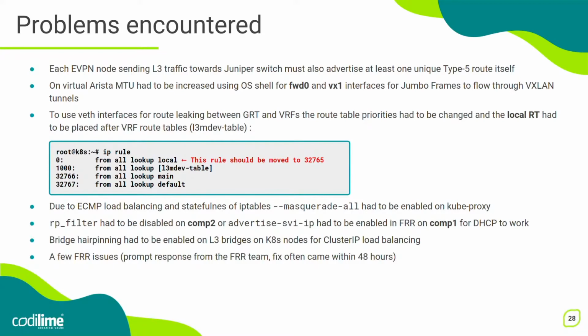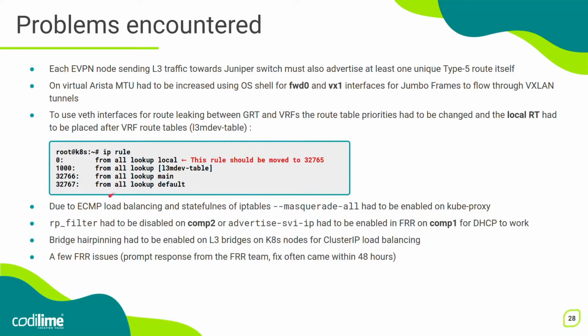To use that interface for the route leaking, as described in the Kubernetes scenario, we have to change route table priorities, and we have to move the local routing table that consists of the local interfaces just behind the routing tables of the VRF, as shown on the CLI output before. So this route table has to be moved at least here to be able to do a route leaking. This configuration is default from the Ubuntu, so it has to be changed via the script after the system has been booted up.